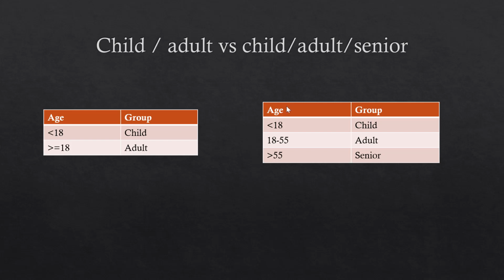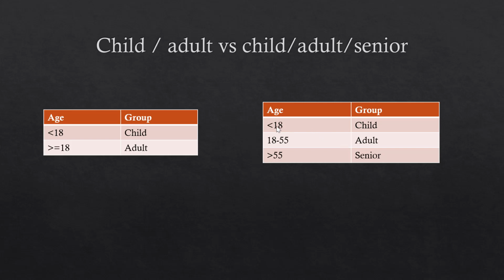Now, in the other scenario here, we're also considering seniors who are over 55. So if you are under 18, you'll be a child. If you are greater than 18, but less than 55, you'll be considered an adult. And if you are greater than 55, you'll be considered a senior. So we have three groups here. It's not two groups anymore. So we will have if, else if, else.